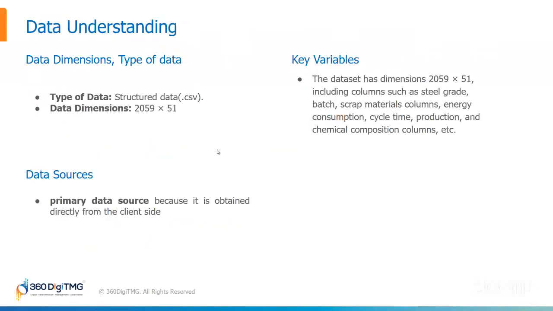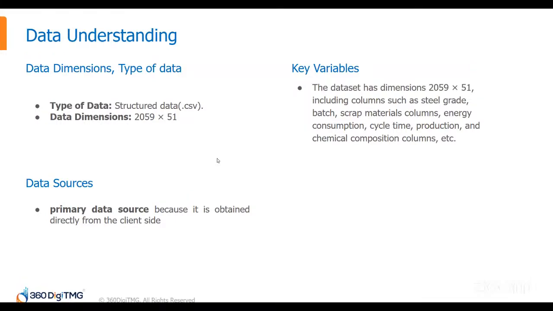So let's understand about the data. We had a structured data set in CSV format with 2059 rows and 51 columns. It includes columns such as steel grades, steel batch ID, and scrap materials like BSM, TP, REMED, as well as energy consumption, cycle time, production, and chemical composition columns like silicon, magnesium, phosphorus. Since there is no output variable in the data set, the data set is unsupervised. It is also primary data because it is collected from the client side.